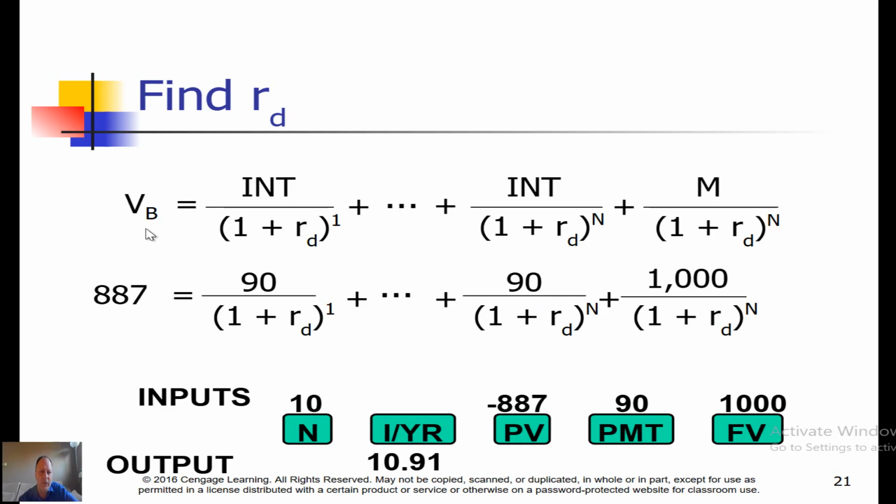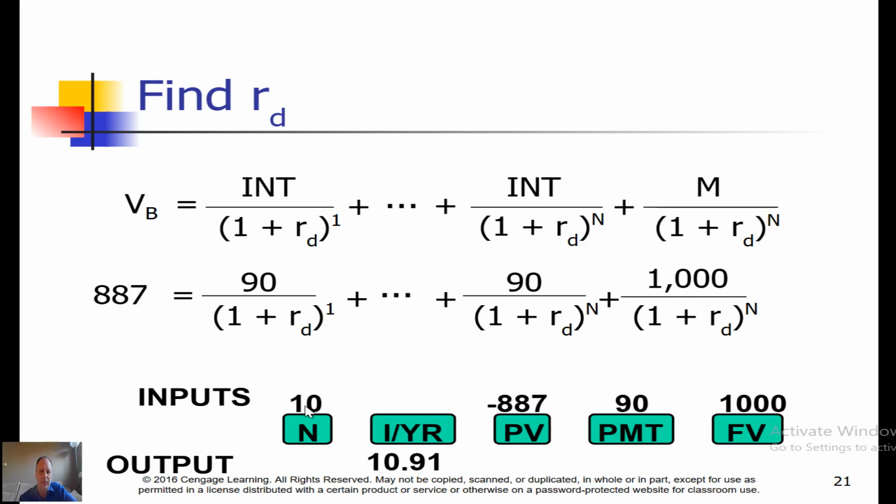If you end up with a V_B that is larger than the desired 887, then you would guess a larger R_D. If you end up calculating a V_B that is smaller than the 887, you would guess a smaller R_D. And you would do this over and over again, doing this full calculation until you get 887. Humans are very slow and inefficient at doing this. Computers and calculators are reasonably quick, but they still think a little while.